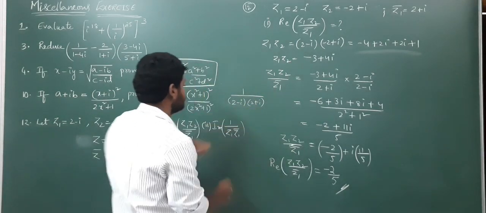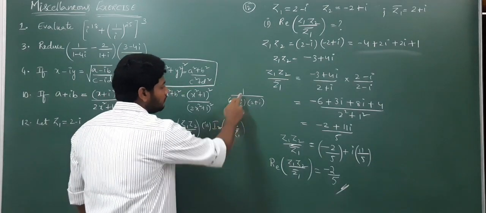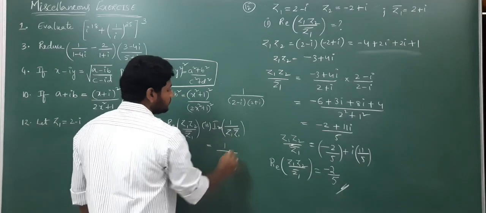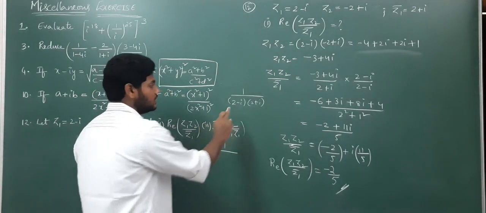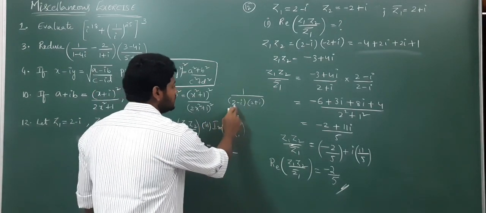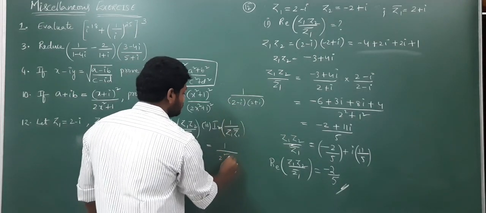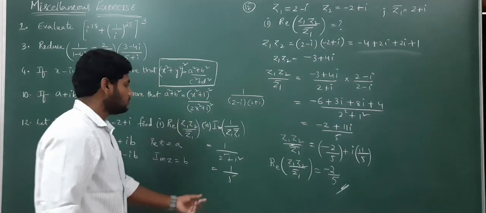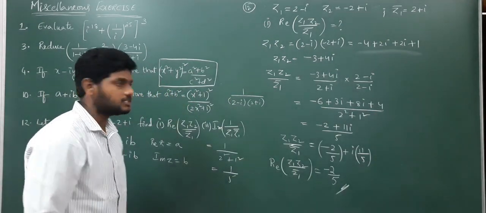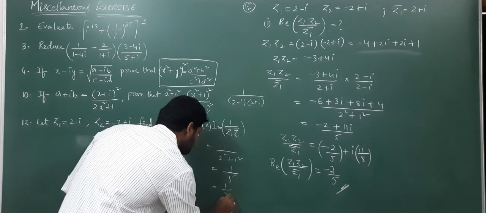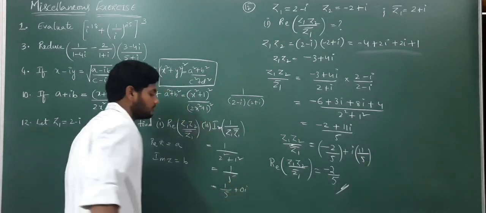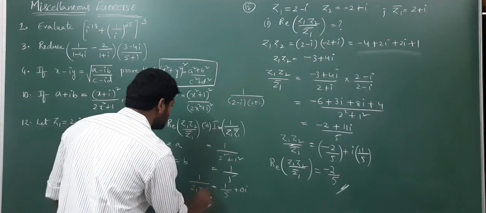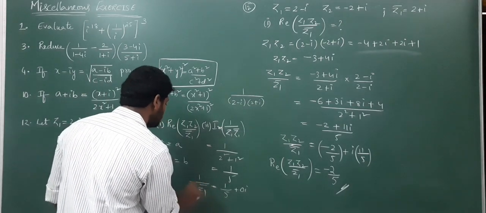See, this is also a good question. See what we will get if we simplify 1 by Z1 into Z1 bar. So 2 minus I into 2 plus I form is nothing but A plus B into A minus B, A square plus B square only. What is that? 2 square plus 1 square, which is 5, so we got 1 by 5. Is 1 by 5 in proper complex number form? Yes. 1 by 5 plus 0i we can write. So this is 1 by Z1 into Z1 bar.